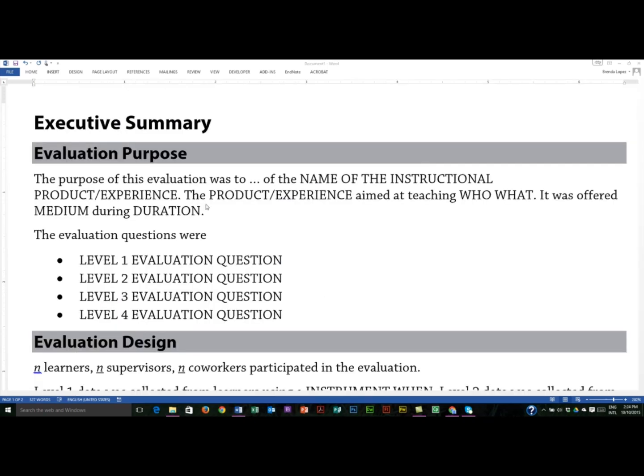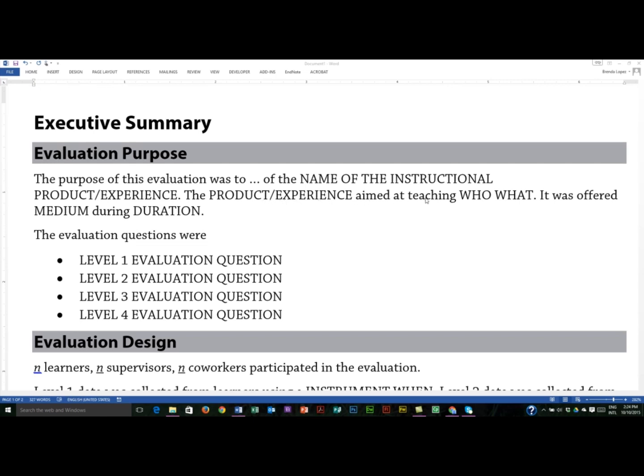So the first part that we have here is the evaluation purpose, and you just very briefly explain the purpose of this evaluation was to, and mostly you guys had one or two purposes: to judge the worth of the instructional product or experience, or to identify areas of improvement. So you say that, and then you mention the name of the instructional product or experience, and then you briefly describe that product or experience.